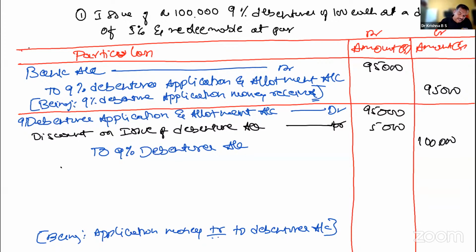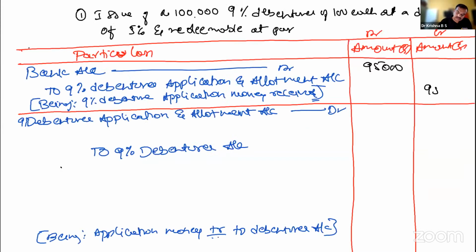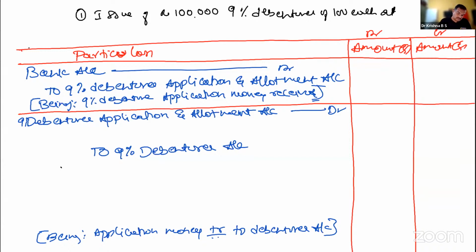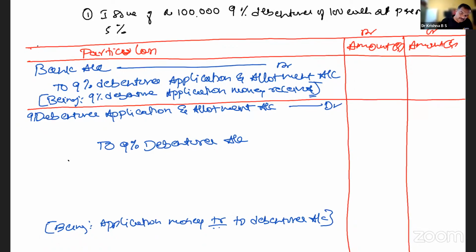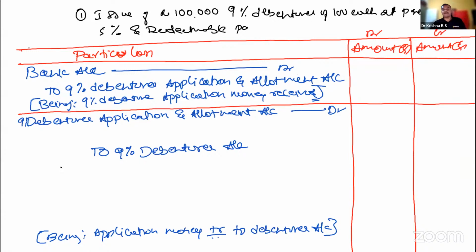Let's go to case number 3. Okay, case number 3, what is it? Issue of rupees 1 lakh 9% debentures of 100 each at premium of 5% and redeemable at par. Redeemable at par. Okay.